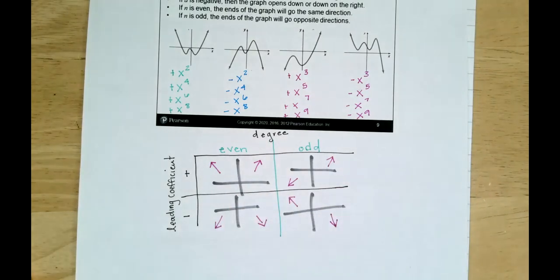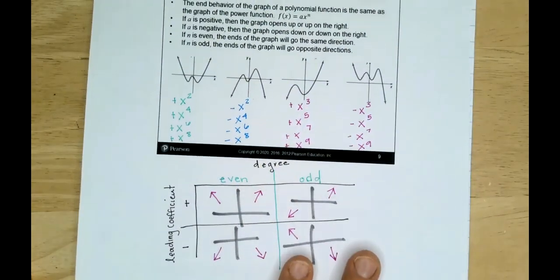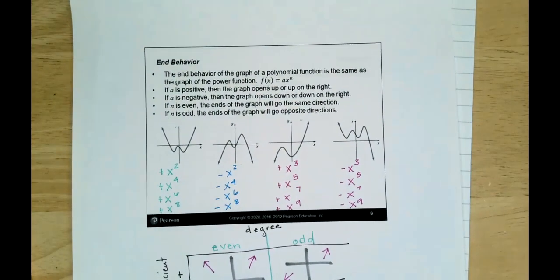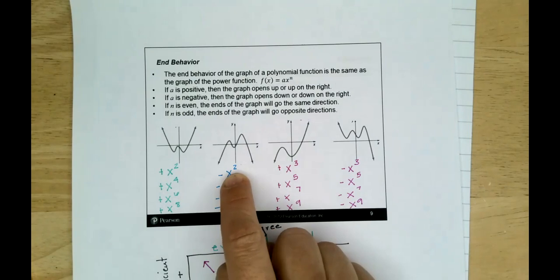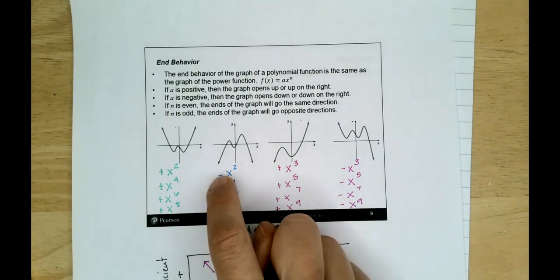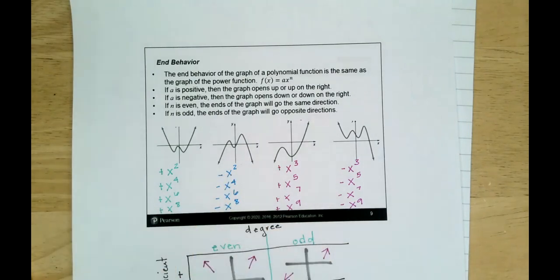If that helps. Maybe that helps. But that's called end behavior. So we're talking about what the exponent of the variable is doing and what the leading coefficient sign is, positive or negative. Okay?